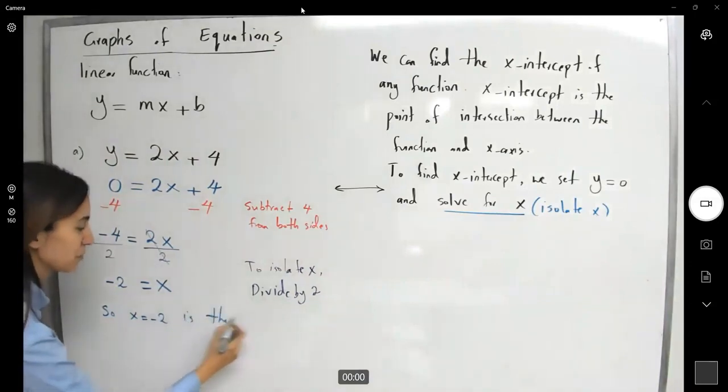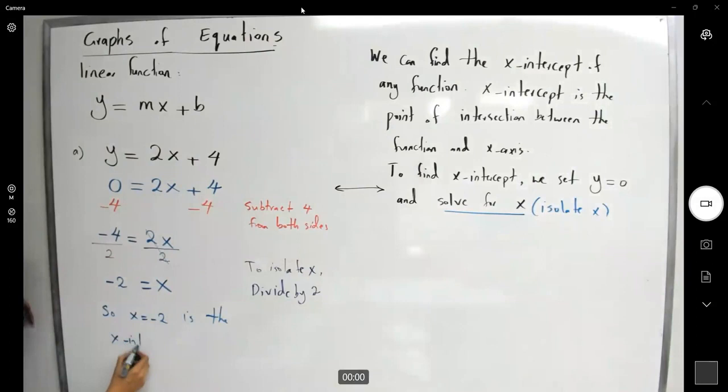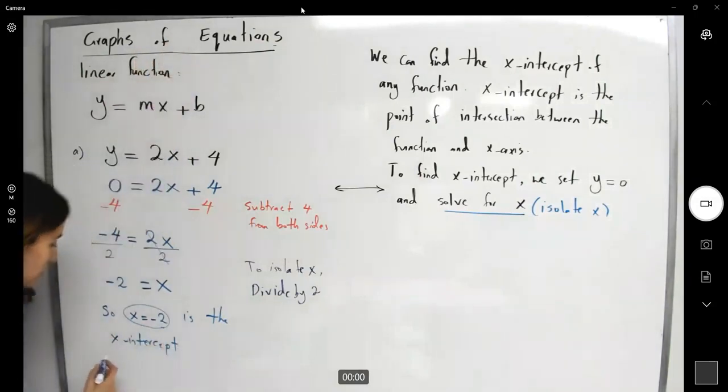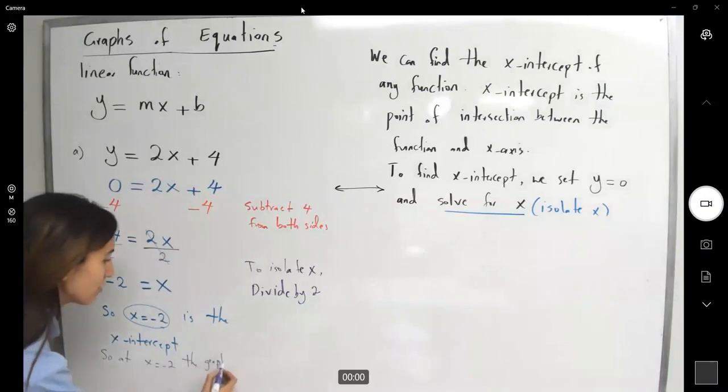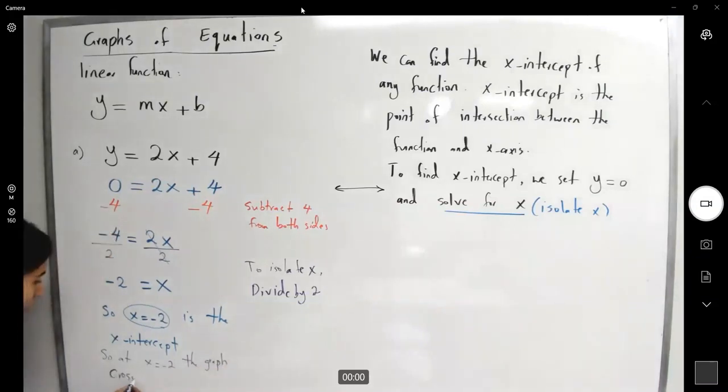This is the x-intercept. It means that at x equals negative 2, the graph crosses the x-axis.